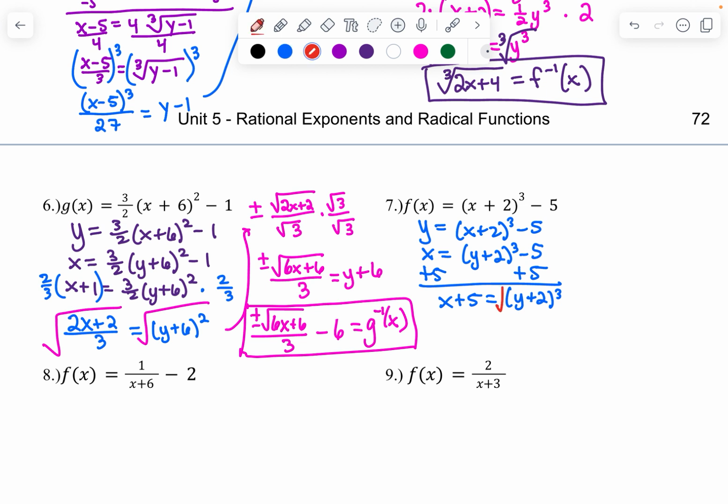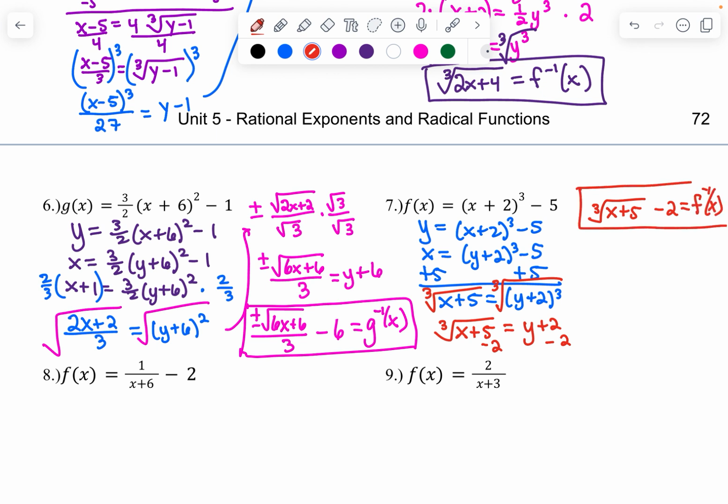To cancel out the cube, the opposite of any power is its corresponding root. So we'll take a cube root. Because it's an odd root, we do not need plus or minus. And then we'll subtract the 2 over. So we'll have the cube root of x plus 5 minus 2, and we'll go back to that function notation and say that's f inverse of x. So just be real careful when you're writing this that the radical bar stops well before the minus 2, or a lot of the times we'll put minus 2 first and say negative 2 plus the cube root so that it's clear this is not under that cube root.